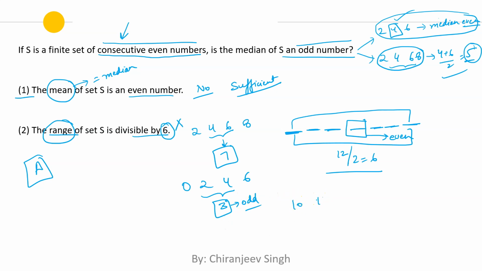10, 12, 14, 16. Here again the median is 13. Wow. So whenever the range is 6, the median is definitely odd. How is that? Okay, now this is the second thing that I want to highlight, that I asked this question, how is that? So now I'm interested to figure out why this pattern holds.